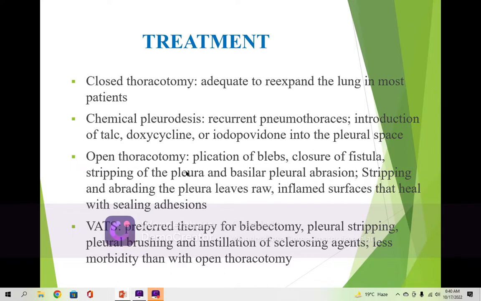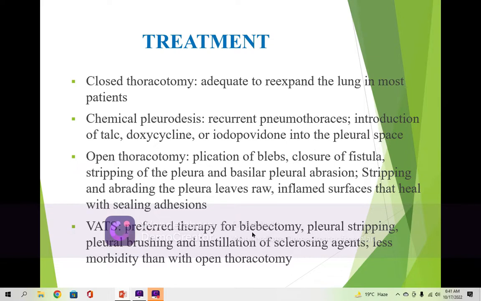Open thoracotomy, plication of the blebs and closure of the fistulas, stripping of the pleura and basilar pleural abrasion, etc. These are the procedures done surgically. Stripping and abrading of the pleura leaves raw inflamed surfaces that heal with sealing agents. In this fashion, it will close the entry of air. In open thoracotomy, the video-assisted thoracoscopic procedures are concerned. Preferred therapy for bullectomy.